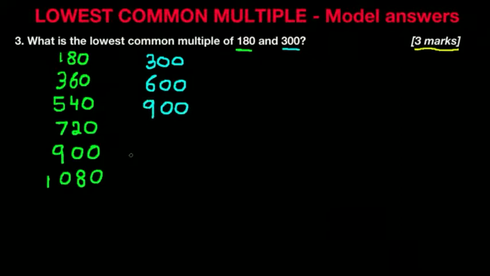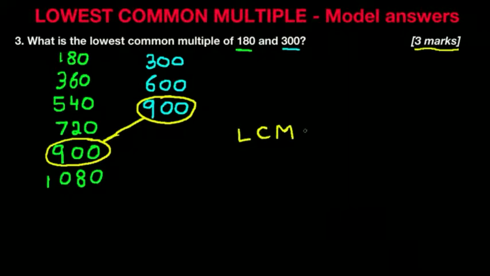Now we don't need to go any further, because if we have a look at these numbers, 900 here is the same as the 900 here. Therefore, we have worked out the lowest common multiple is 900.